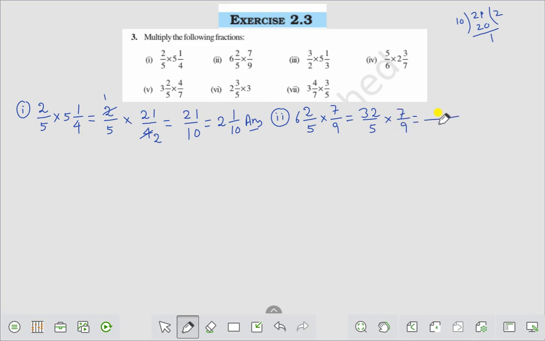5 9s are 45, and multiply 32 by 7. 7 4s are 28, carry 2... 7 2s are 14, carry 1, here it is 4, 3 7s are 21 plus 1, 22, so 224. Now you have to divide 224 by 45, right? Here you are dividing 224 by 45.